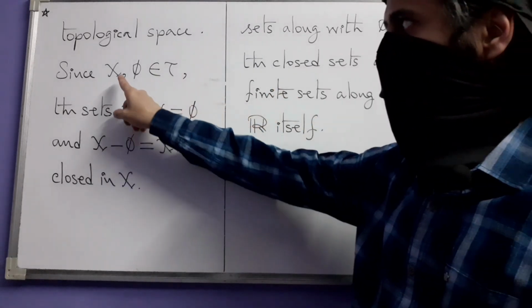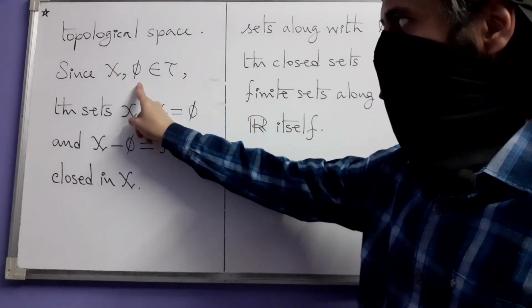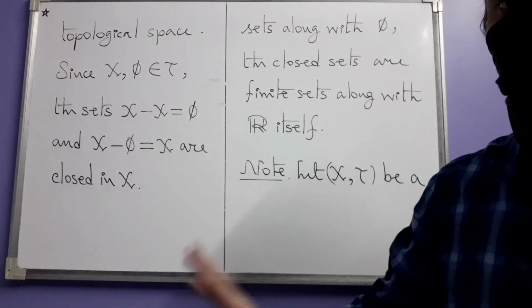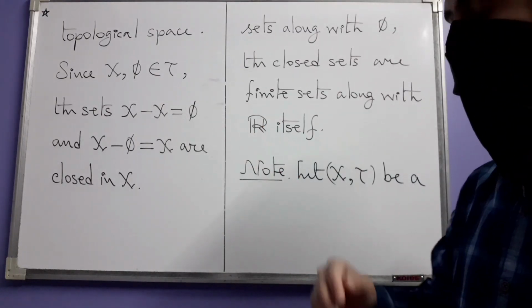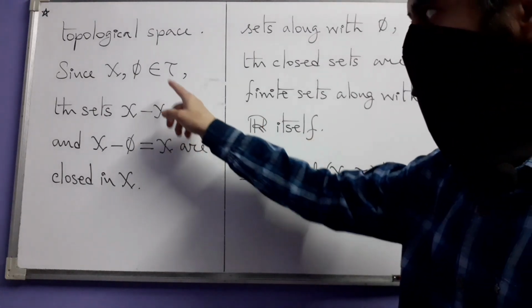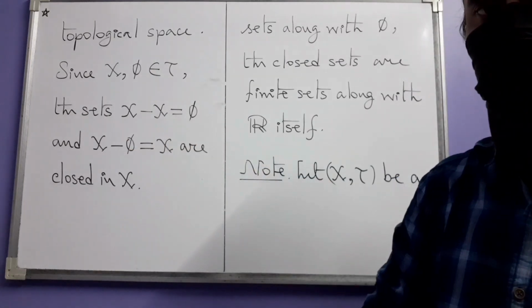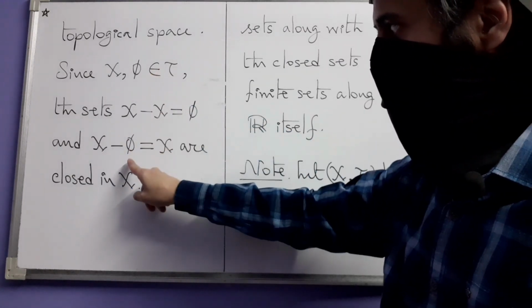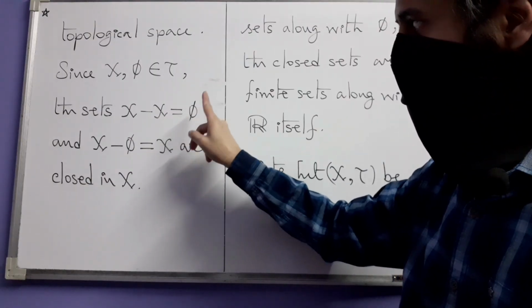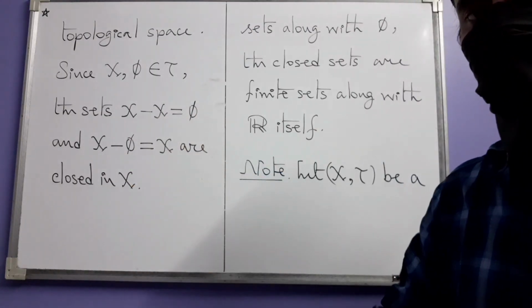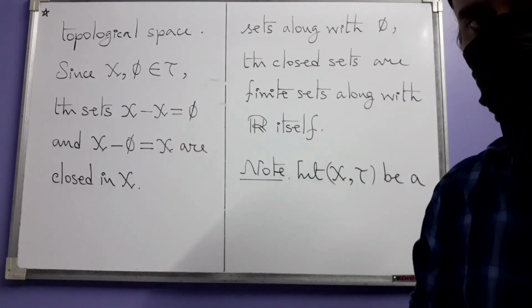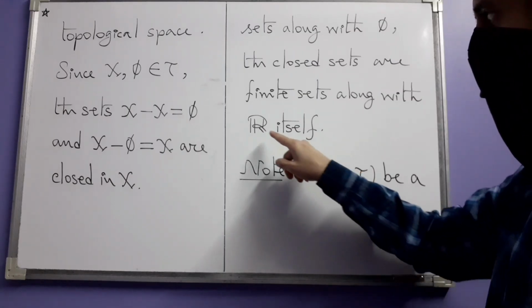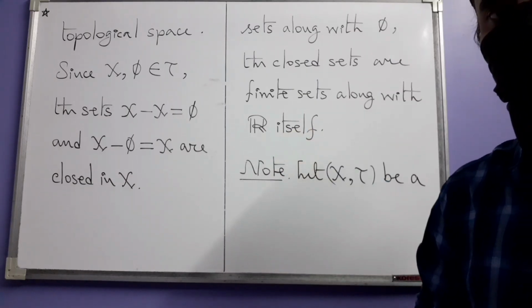Now we already know that the set X and the empty set are both open. They belong to the topology. So by the definition of closed sets, their complements will be closed. The complement of X is the empty set and the complement of the empty set is X. So the empty set and X are always closed in every topological space. Just like here, R is closed.